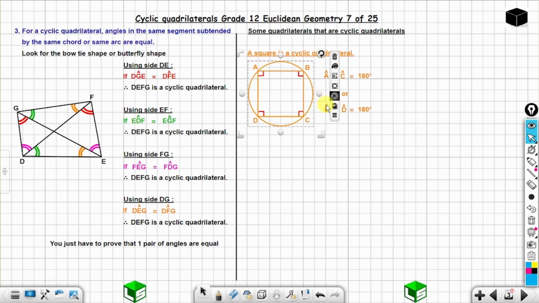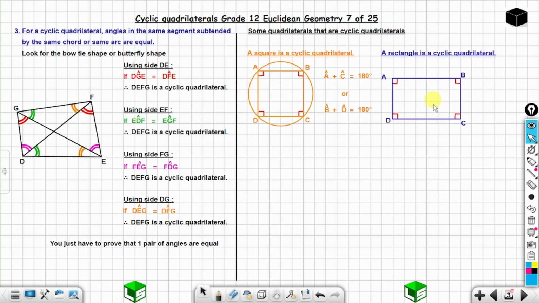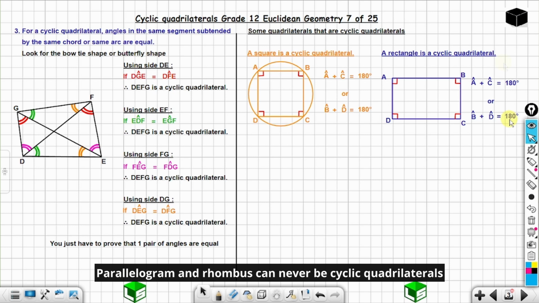Let me show you. Can you see? You can draw a circle. All four vertices are touched. So this is a cyclic quadrilateral. And we have a rectangle. A rectangle is also a cyclic quadrilateral. When you have a rectangle, angle A plus angle C is equal to 180 degrees. Or you can use angle B plus angle D, which is equal to 180 degrees. So a rectangle is a cyclic quadrilateral.